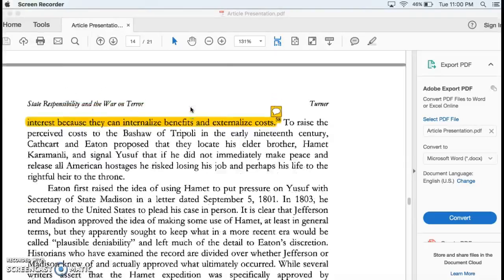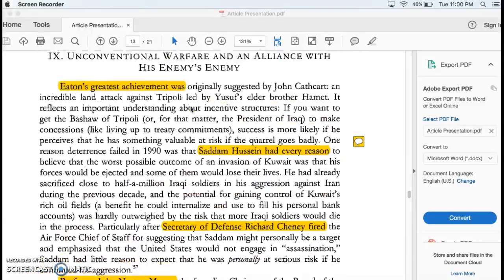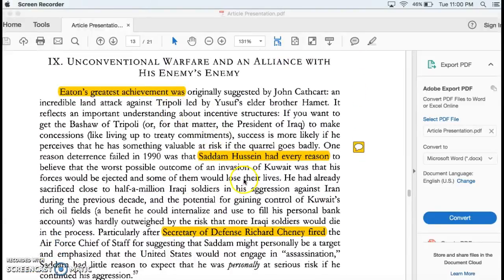I'm going to go back up to page 132, and we see some different highlighted examples here for you. The voice used in the writing of history-based projects, such as this one, is also extremely important to the field of articles such as this. In the case of Turner's writing, active voice is clearly the preferred means of communication. Noticing all the examples highlighted here, Eaton's greatest achievement was, Saddam Hussein had every reason, Secretary of Defense Richard Cheney fired, all great examples of active voice.